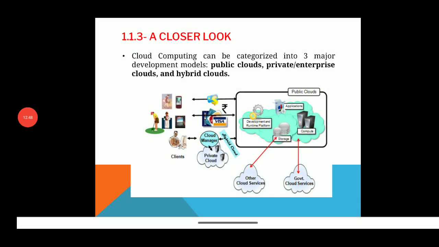Cloud computing can be categorized into three major deployment models: public clouds, private clouds, also known as enterprise clouds, and hybrid clouds. Starting with the public cloud, it is defined as computing services offered by third-party providers over the public internet, making them available to anyone who wants to use or purchase them. They may be free or sold on demand, allowing customers to pay only per usage for the CPU cycles, storage, or bandwidth they consume.